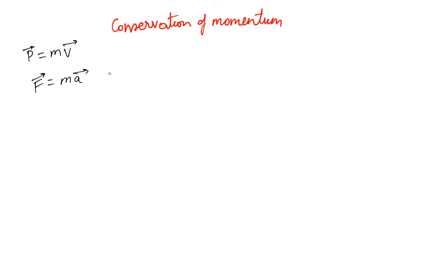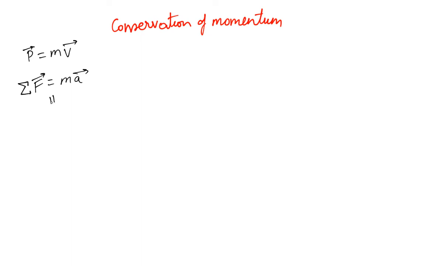Now we have been writing it like this many times, but actually by this we mean the sum of all the forces, the vector sum of all the forces, equals mass times the vector sum of the resulting acceleration. So that is what we meant all the time. But let's talk about conservation of momentum.